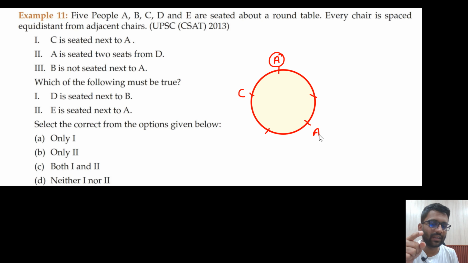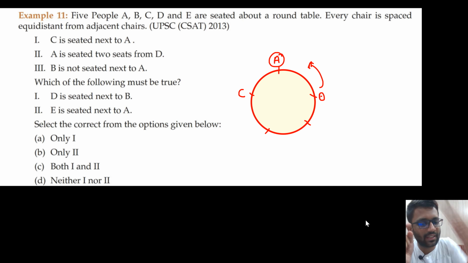If A is seated here, that means I will say it is 0 seats away. It is 1 seat away from D. Or if A is seated here, I will say it is immediate 1 seat away. I will not say 1 seat away. It is 0 seats away. If D was here and A was here, what will I say? A is sitting 0 seats away from D, because the immediate next is A only.